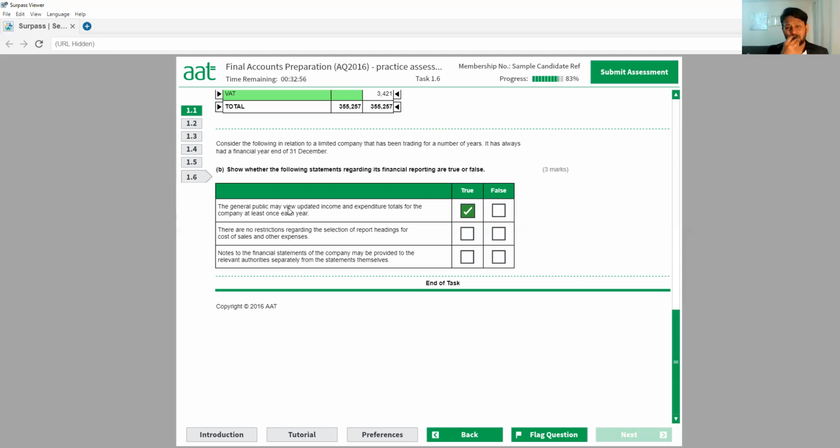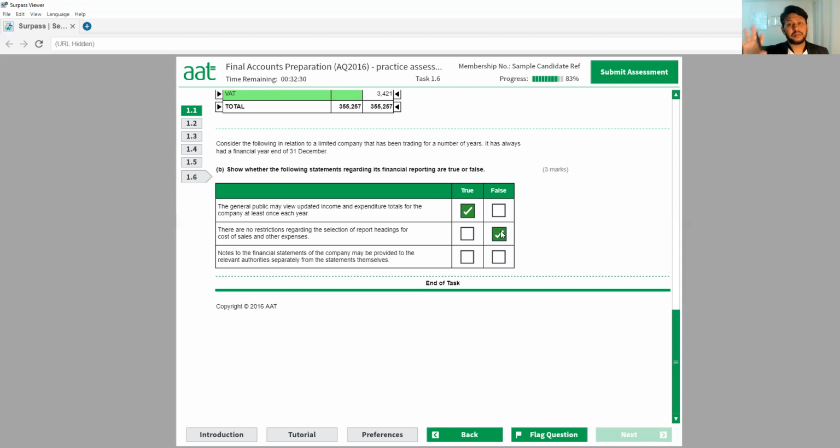Also, if you are a limited company, especially a public limited company, by law you have to publish the financial statement in the local newspaper. So people have a chance to see it once in a year. That's true. The next one is the selection of the report heading for the cost of sales and other expenses. That's not true. So that's false.